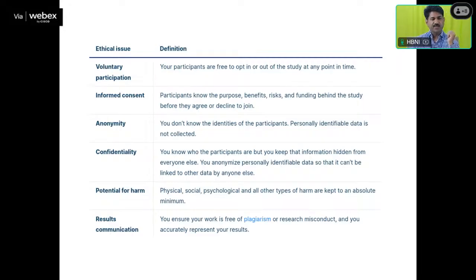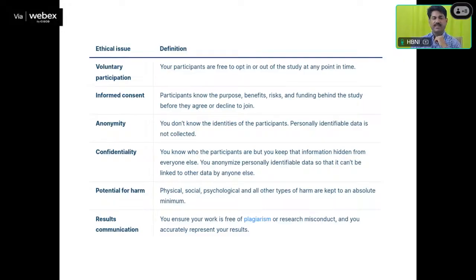Next one is the informed consent. Whenever you are utilizing participants for our research, we have to take their consent. They should know what is the purpose of the research, what will be the benefit of the particular research to them and also to the society, and what are the possible risks associated.